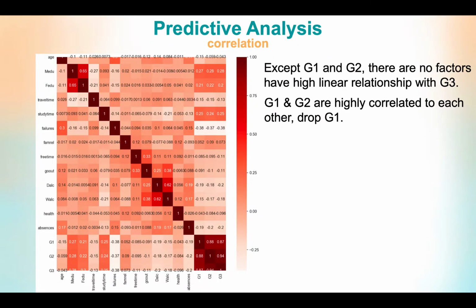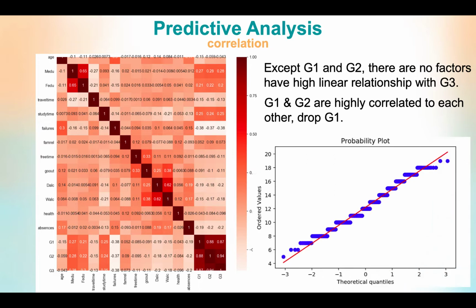Before doing the predictions, I checked the correlations between the dependent variable and the independent variables. However, I found out that except G1 and G2, there are no factors that have a high linear relationship with the final grade. And also, G1 and G2 are highly correlated to each other. Therefore, I would drop G1. And then I checked the normal distributions with the QQ plots, and we can see the data set is not truly normally distributed.